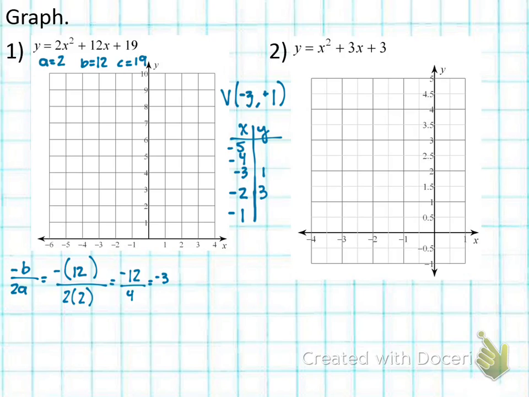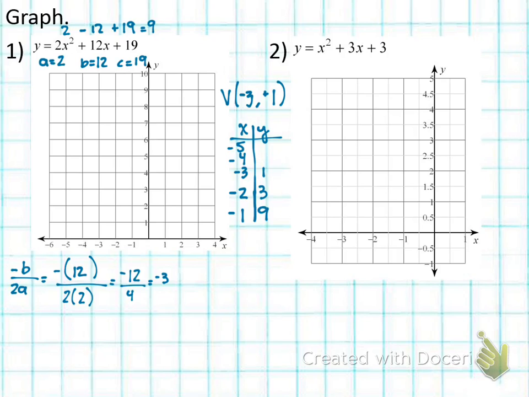So negative 1 squared is 1. 1 times 2 is 2. Then we have 12 times negative 1 is negative 12 plus 19. Okay, so now I calculate this. 2 minus 12 is negative 10. Negative 10 plus 19 is positive 9, right? Is that right? 2 minus 12 is negative 10 plus 19 is 9. Yep. So we plot that point right there, okay?